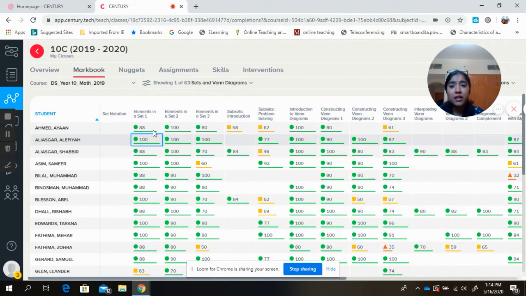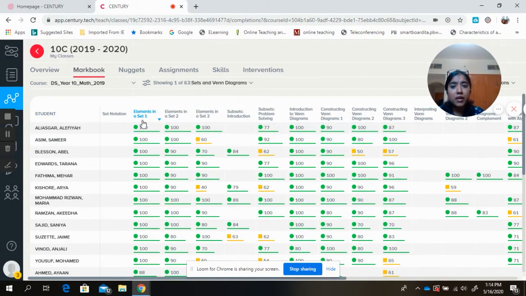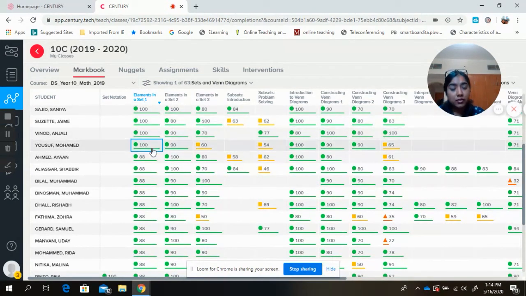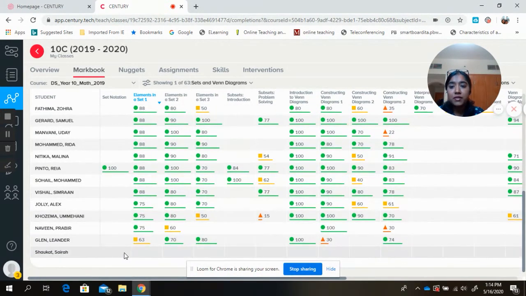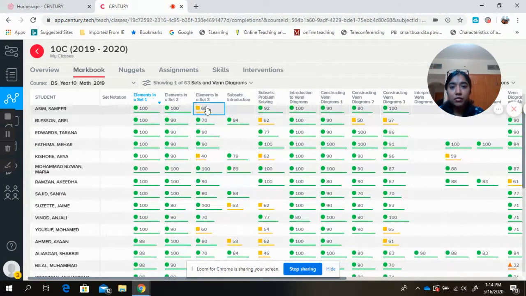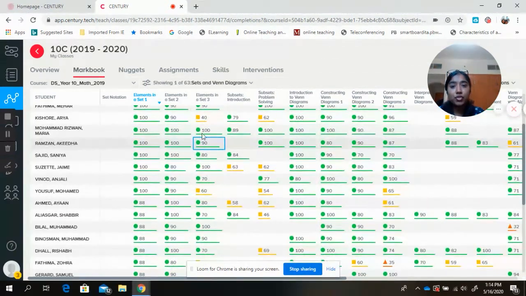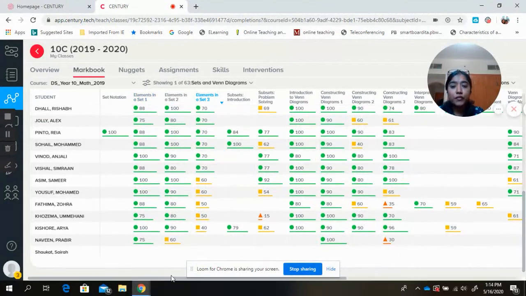For each of these nuggets, when you click on the nugget name, you can see the average scores. It arranges in descending order, and you can also see if there is anyone who hasn't completed any nugget for any reason. That's how you can track the completion of students' work.